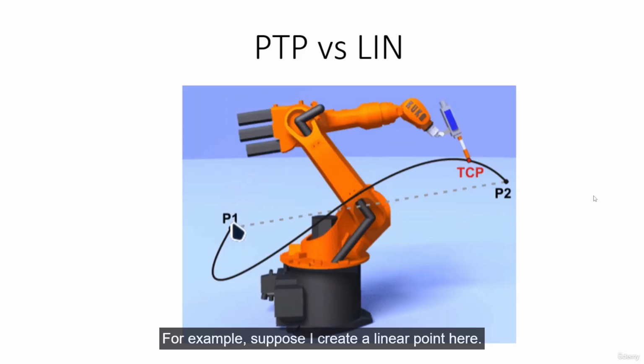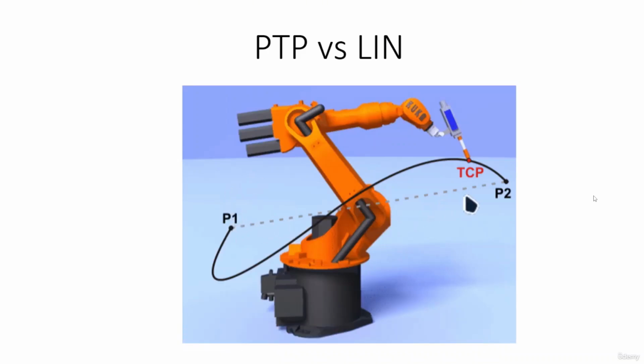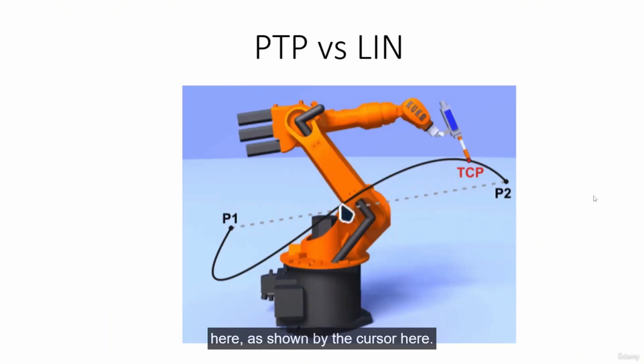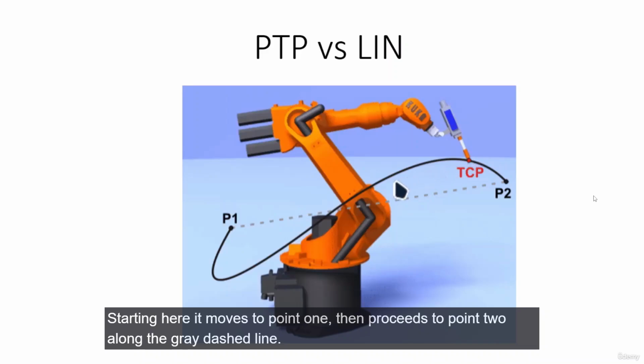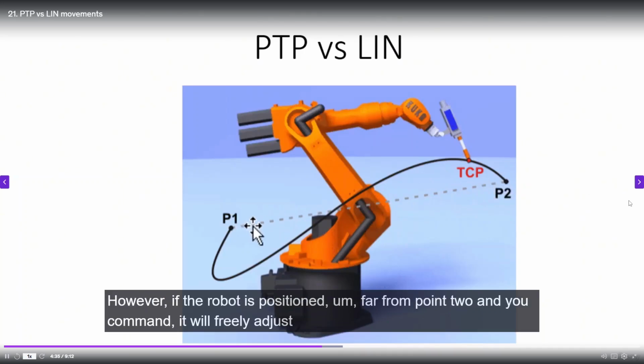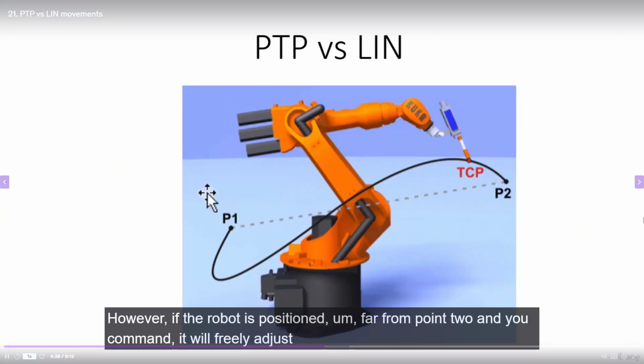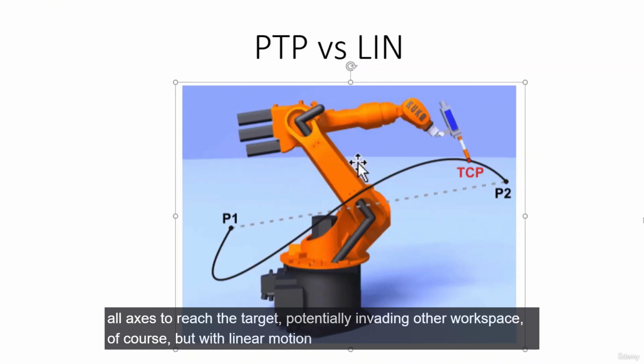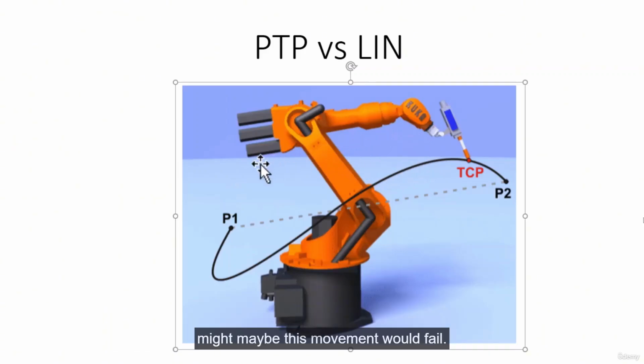For example, suppose I create a linear point here. If the robot is in this position and I command it to move to point 1, it will follow a strict path here, as shown by the cursor. Starting here, it moves linearly to point 1, then proceeds to point 2 along the gray dashed line. However, if the robot is positioned far from point 2 and you command PTP, it will freely adjust all axes to reach the target, potentially invading other workspace, of course, but with linear motion, maybe this movement would fail.